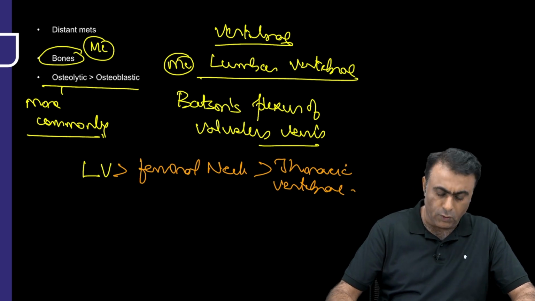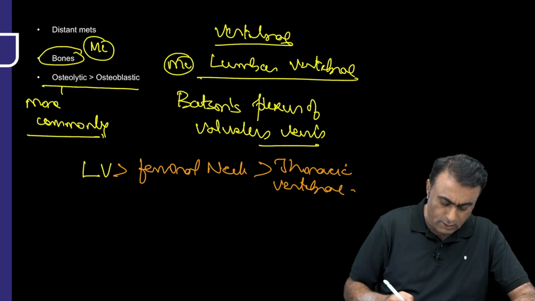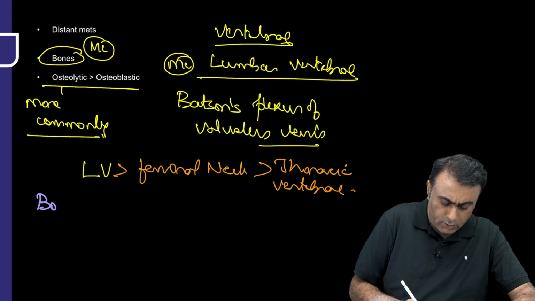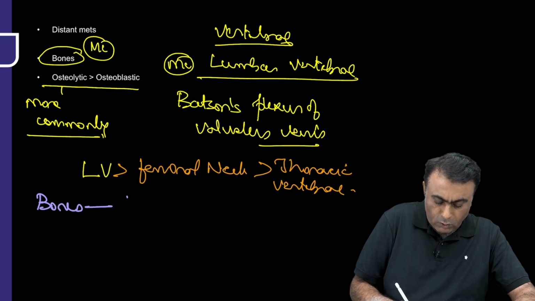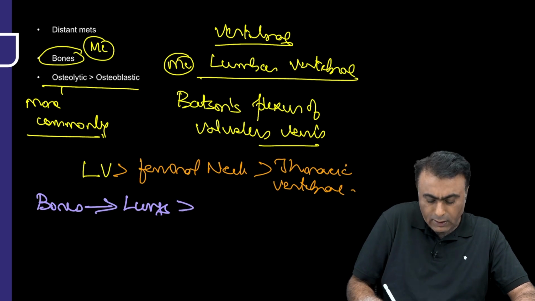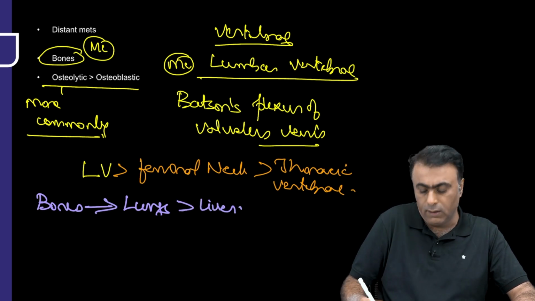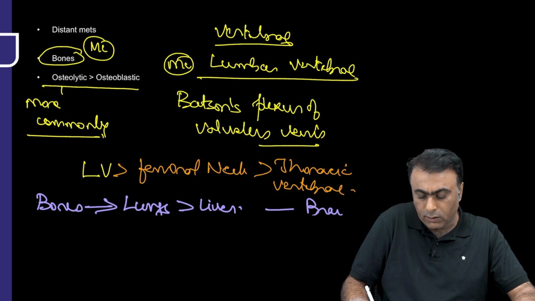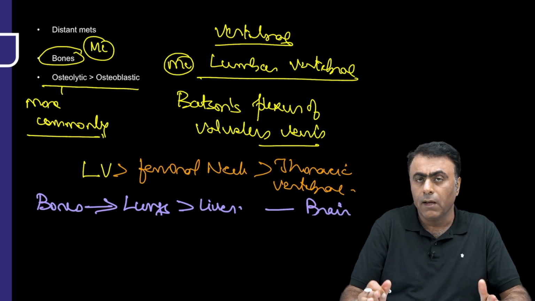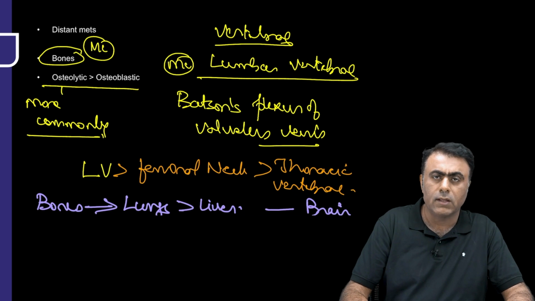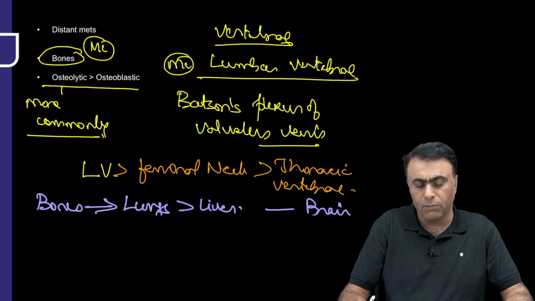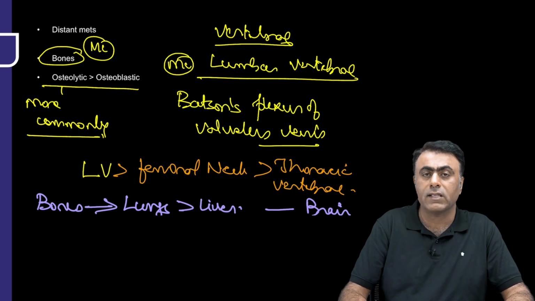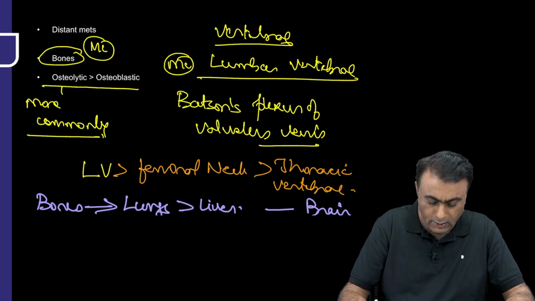Apart from bones, distant metastases from breast cancer most commonly go to the bones. Apart from bones, it can go to the lungs. Second most commonly it goes to the lungs. It can go to the liver. Third most commonly it goes to the liver, and can even involve the brain. So it can go to multiple organs. Most common organ involved is bone. Next most common are lungs, and the next most common is liver. So that is as far as the distant spread or distant metastasis of breast cancer is concerned.